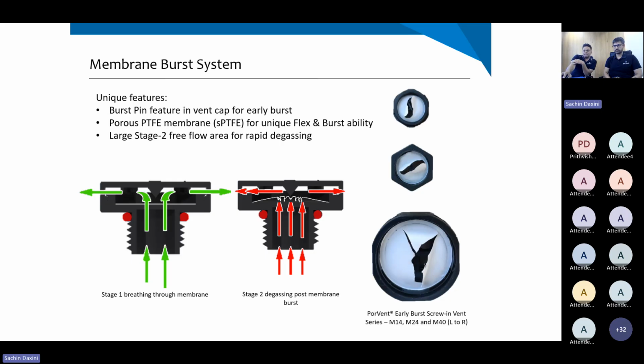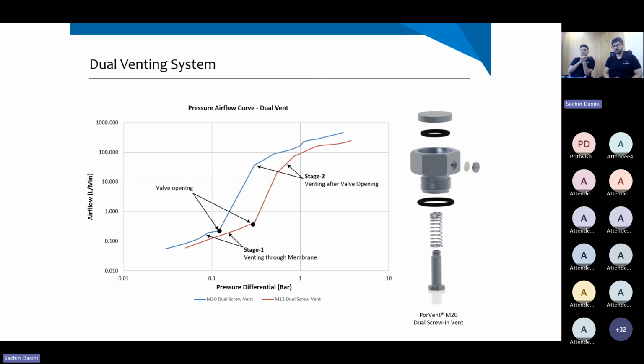And now we'll see the second category, that is the dual vent system. In order to understand the behavior of the dual vent system also, we can study the graph of the dual vents, that is the pressure airflow behavior. Here also we can clearly see the two stages. Stage one is the breathing phase, and stage two is when the valve opens up and a large amount of gases can pass through the vent.